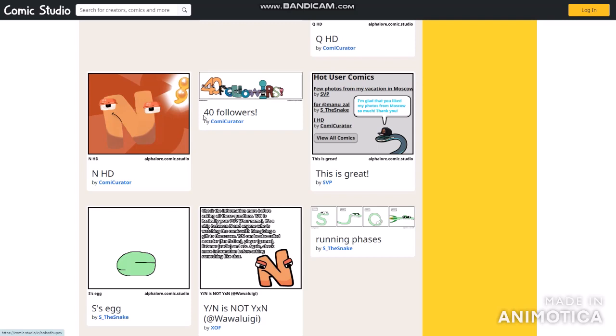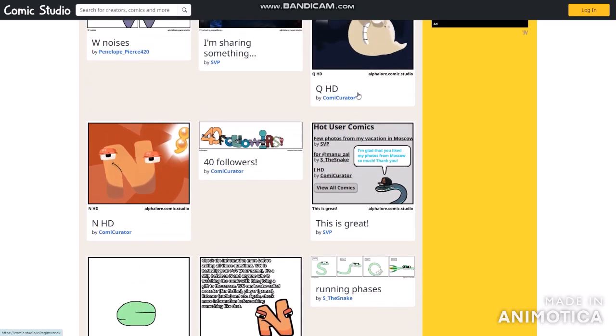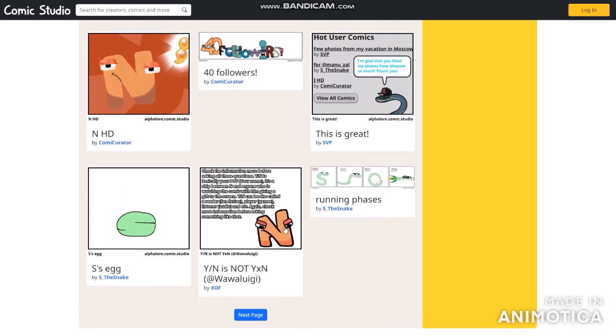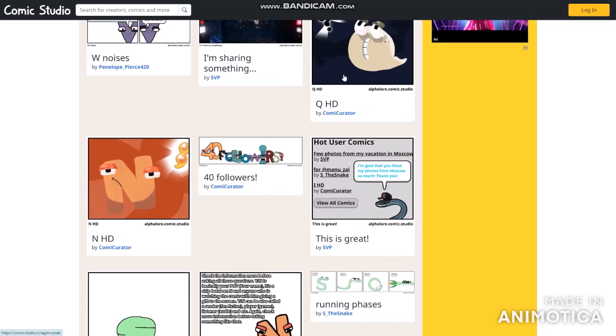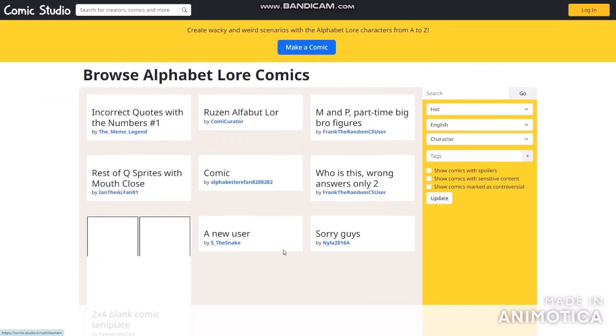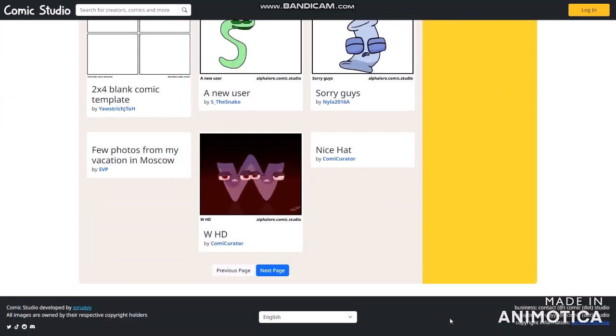That is created by Comic Creator, and I should not be able to scroll all the way up here because there must be some sort of blocked things. So I'll keep scrolling down, and we're not allowed to go to the next stage or the next page.